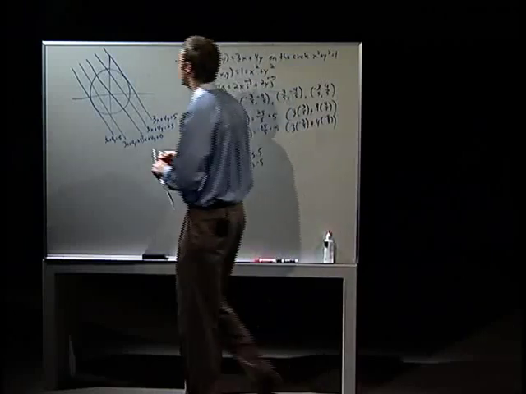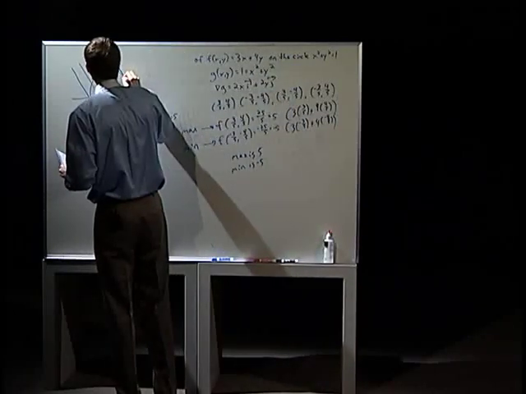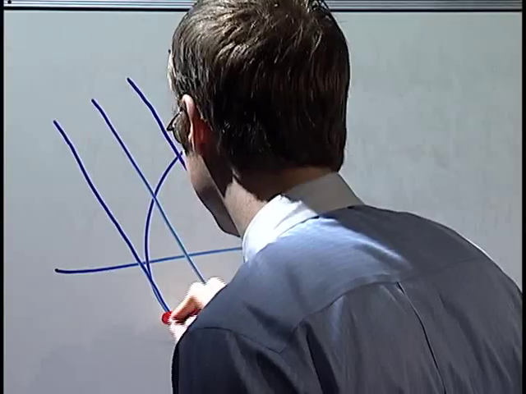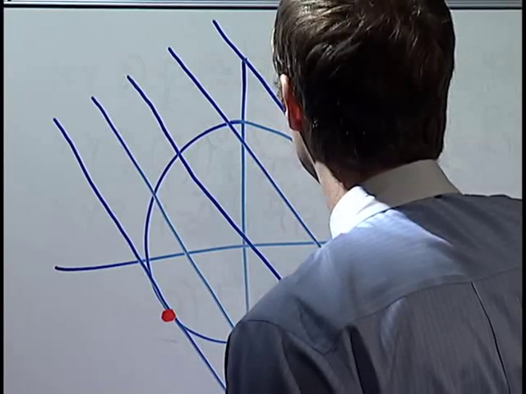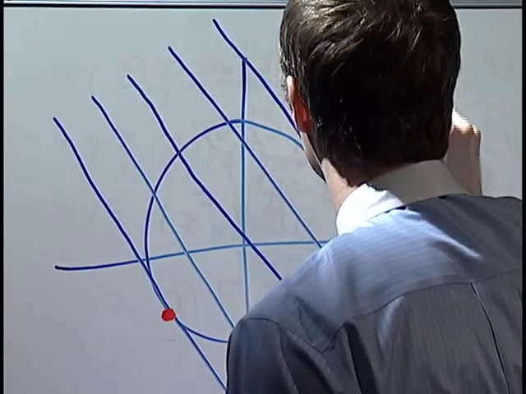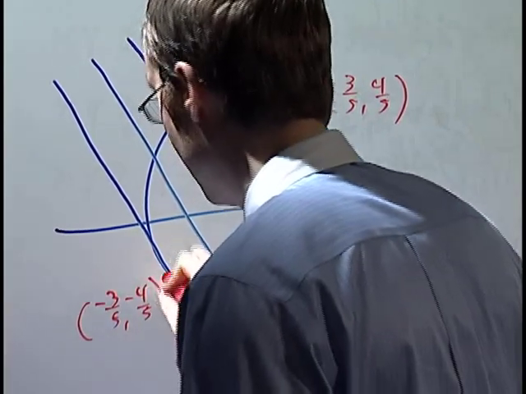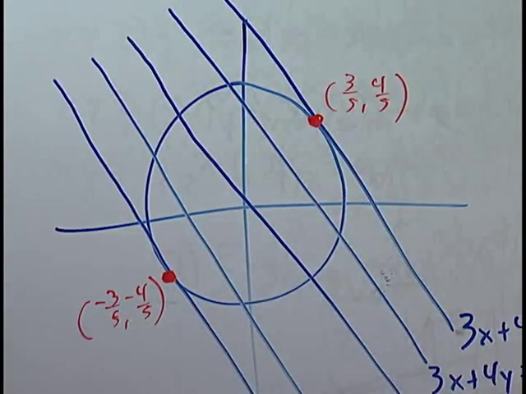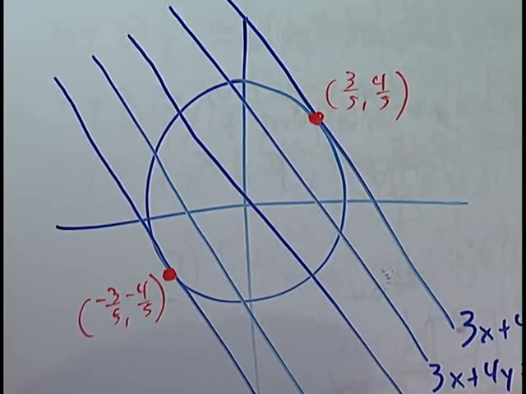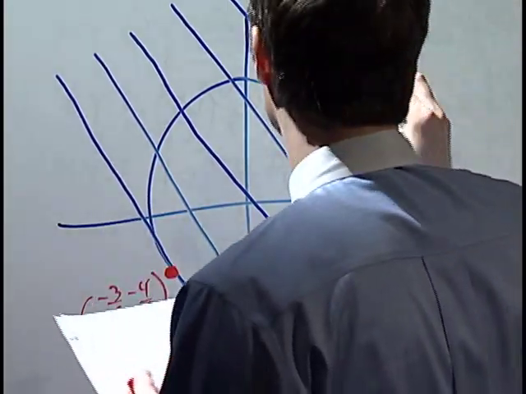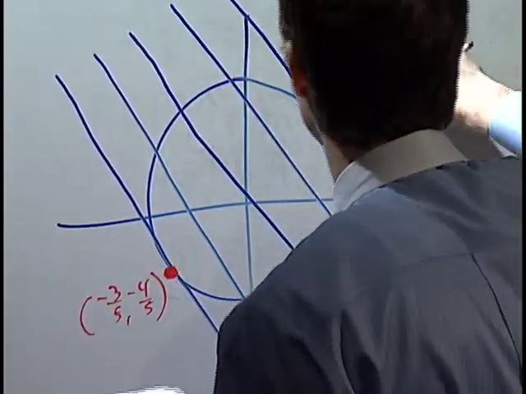Notice that this is the point where it appears to be tangent, and then you have a point similarly down here where it appears to be tangent. So there's 3/5, 4/5, and there's negative 3/5, negative 4/5. Those are the points of tangency, and those are the level curves upon which they lie, right?